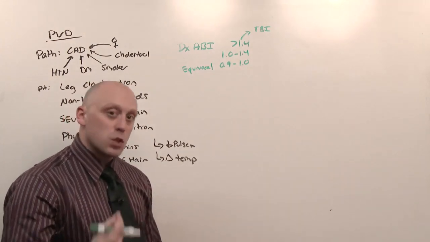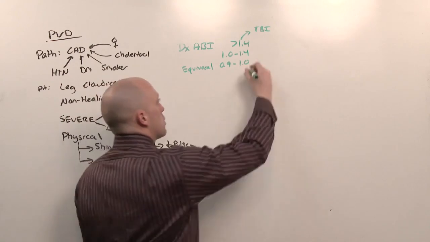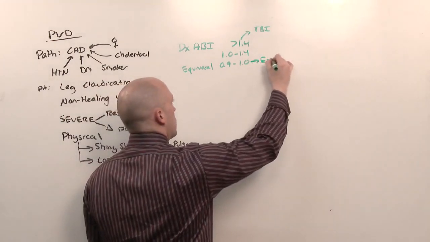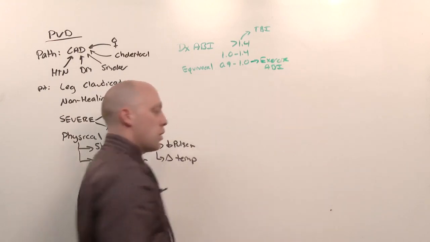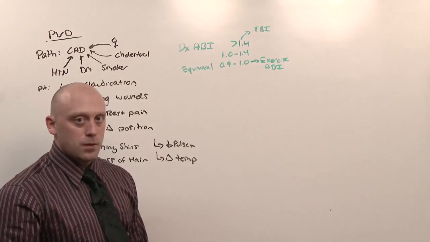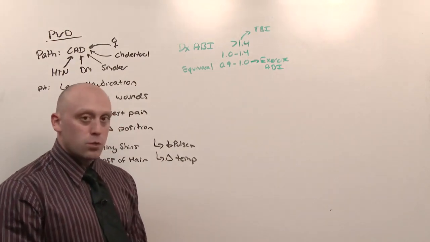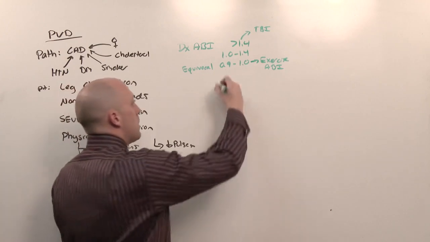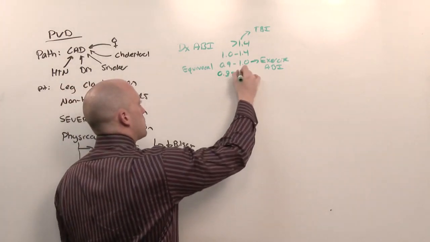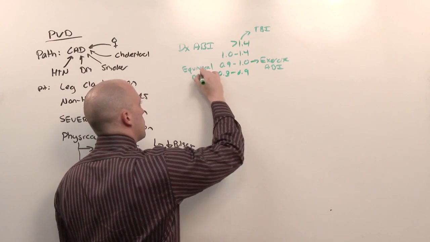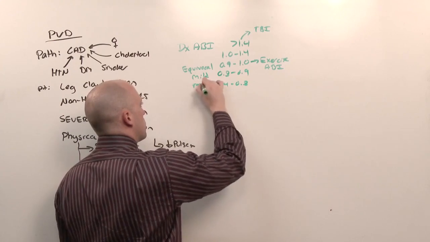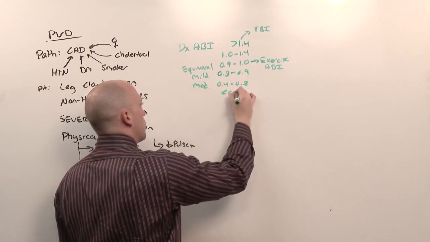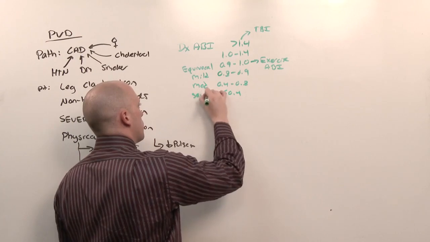So if you have an equivocal ABI, you should then follow it up with an exercise ABI. This will figure out who has the disease and who doesn't. And then, as the ratio gets worse, so too does the disease. 0.8 to 0.9 is mild. 0.4 to 0.8 is moderate, and less than 0.4 is going to be severe.